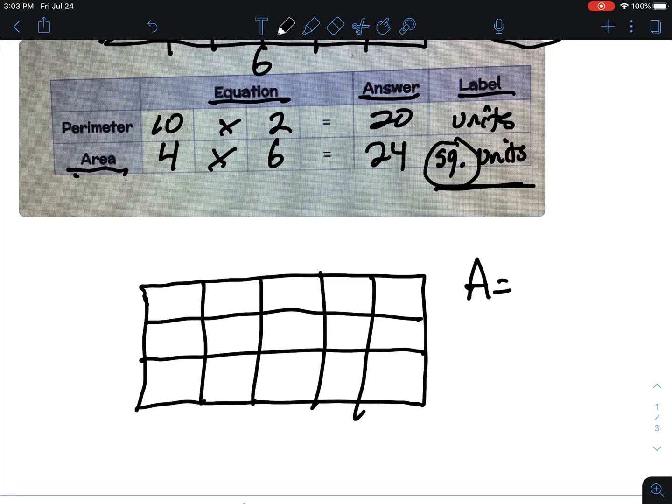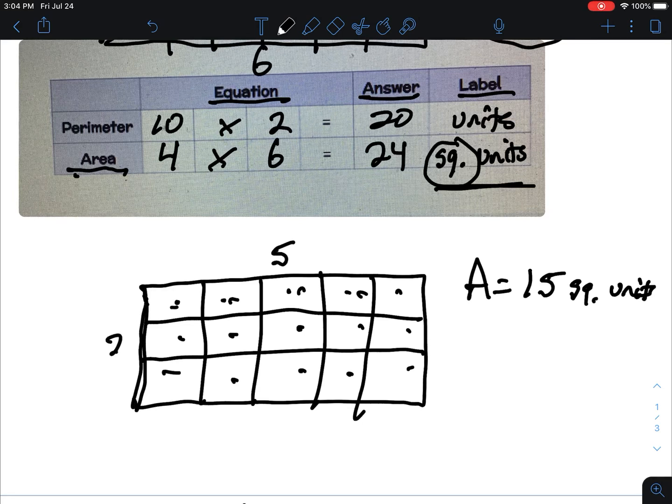Okay. So for the area, remember, it's everything on the inside. So you could just count and go 1, 2, 3, 4, 5, 6, 7, 8, 9, 10, 11, 12, 13, 14, 15. Hopefully you remember to put square units. Or if you just counted across the top, there's 5, and then counted down the side, there's 3, and multiplied them, you get 15 also.